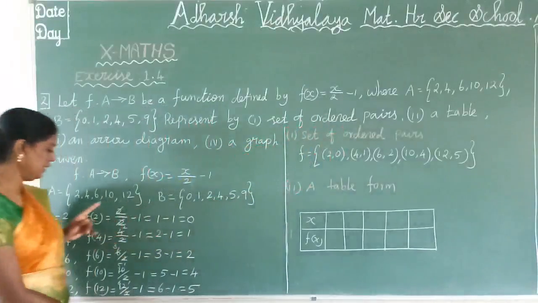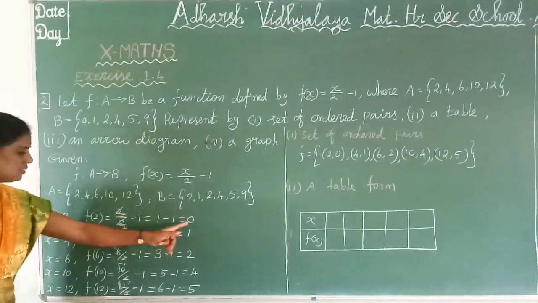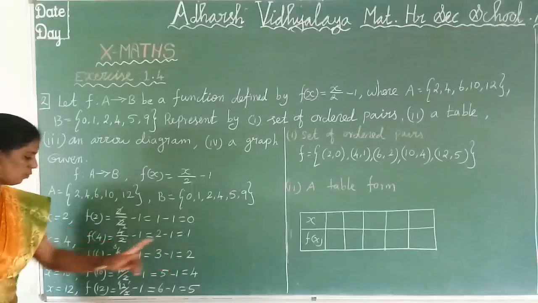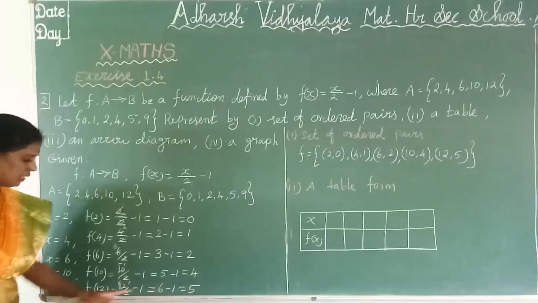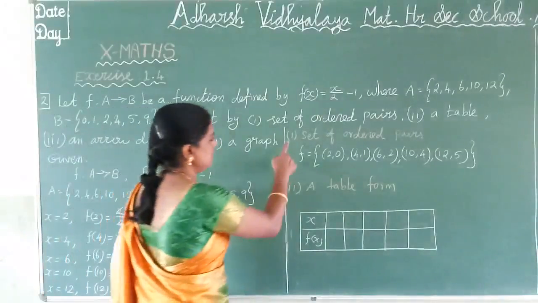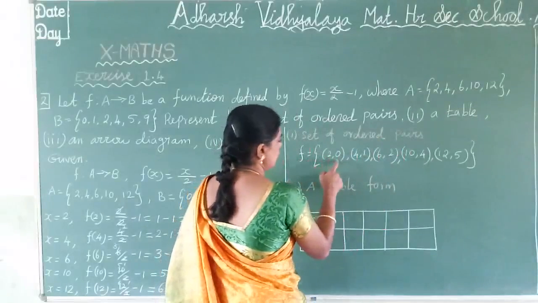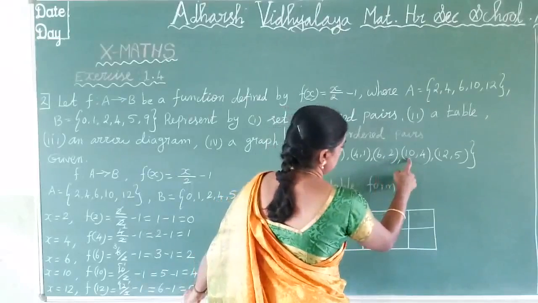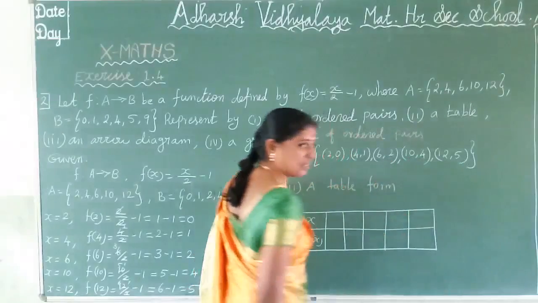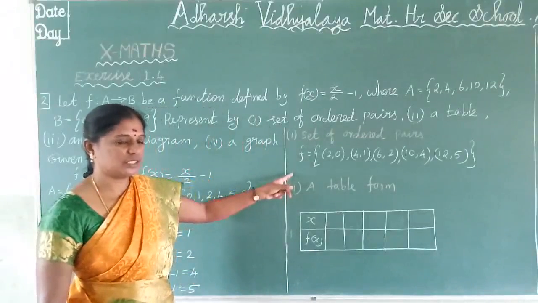Set of ordered pairs means the x value and the f(x) value. So what is that? (2, 0), (4, 1), (6, 2), (10, 4), (12, 5). So that is the first option, set of ordered pairs: f = {(2, 0), (4, 1), (6, 2), (10, 4), (12, 5)}. Is it clear? Set of ordered pairs. That is the first part we discussed.